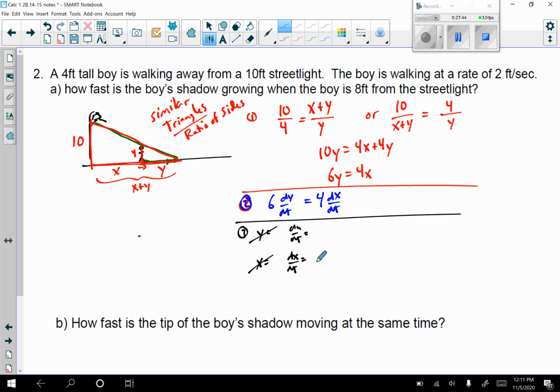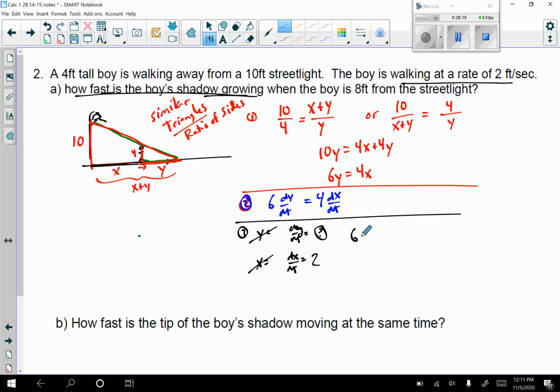So let's see. The boy is walking away at a rate of 2 feet per second. When he's walking away, he's changing the x distance by 2 feet per second. So that is dx/dt. If you look, y is the length of the shadow. So dy/dt is how fast the shadow length changes, and that is what they're asking us. How fast is the boy's shadow growing, that's all derivative stuff about the shadow. So dy/dt is the one we want to find.